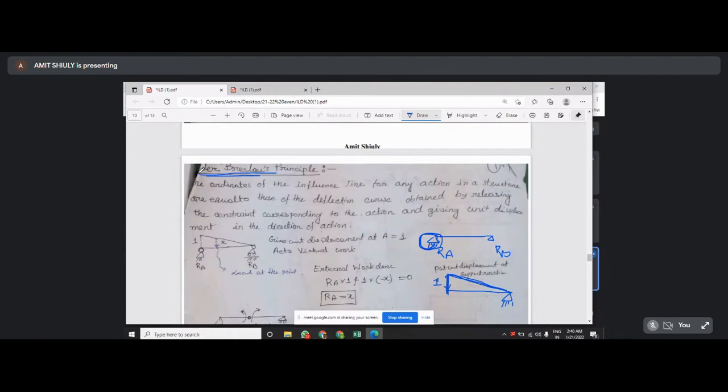Now it is very difficult to draw the influence line diagram of an indeterminate structure. To overcome this problem, you have to go to the Muller-Breslau principle. The Muller-Breslau principle says that the ordinate of the influence line for any action in a structure is equal to those of the deflection curve obtained.